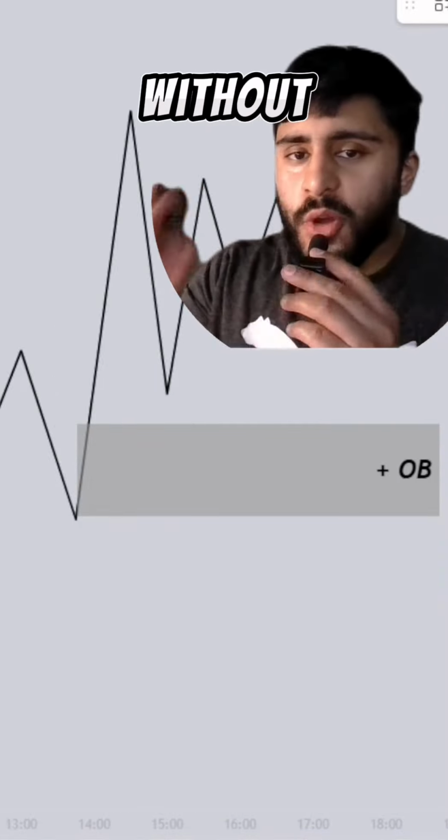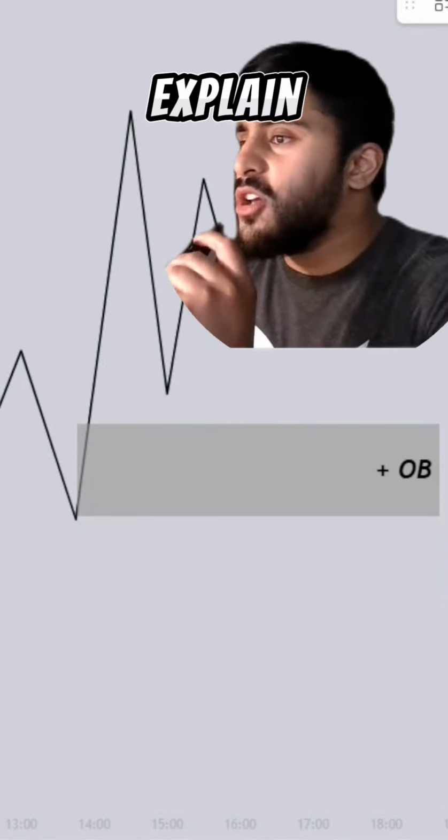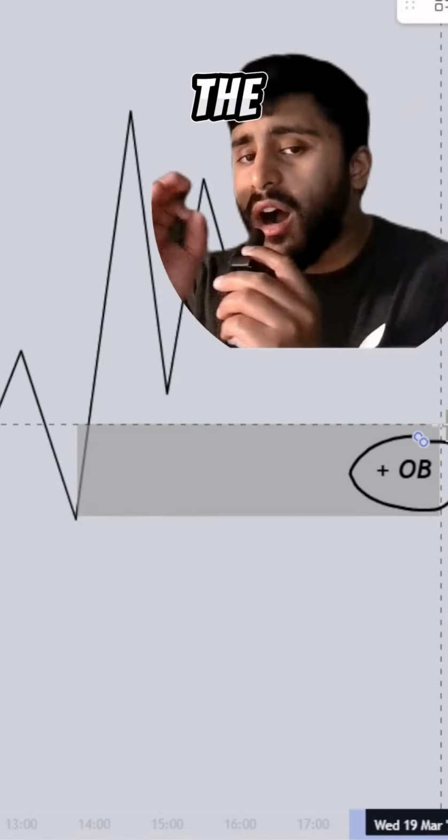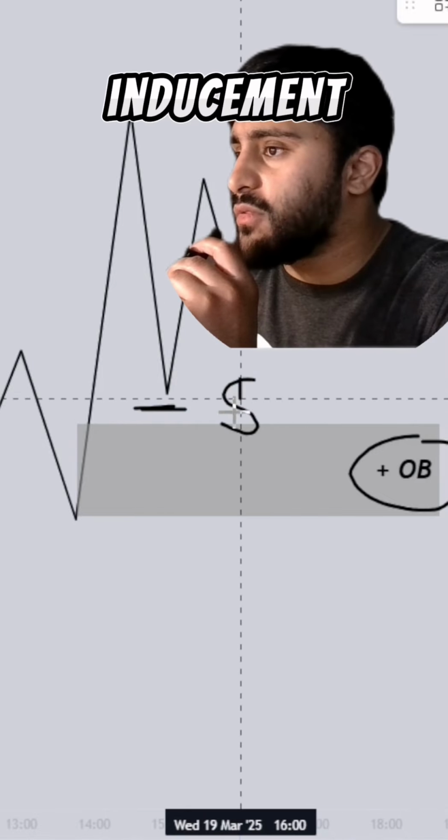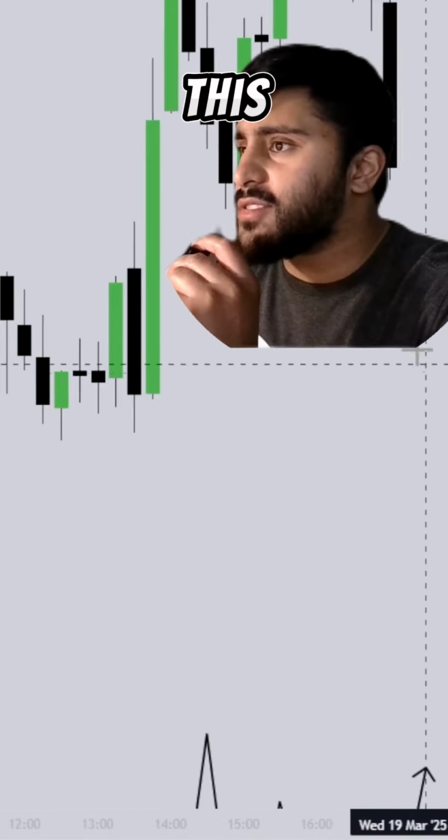Ever trade without knowing this exact setup? I'm going to explain. So when you have a bullish order block over here, the highest probability order blocks will always come when there's an inducement. This is an inducement of liquidity. So what does this mean? Let's take this to the charts right now.